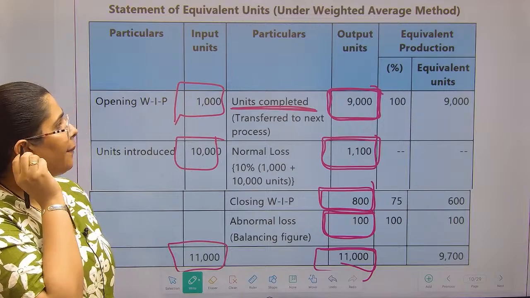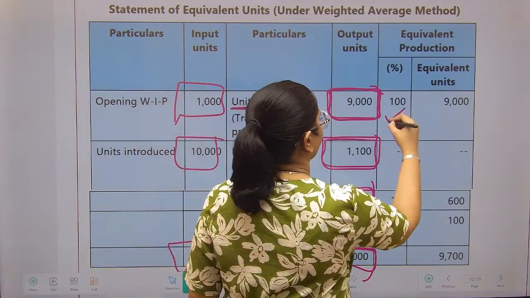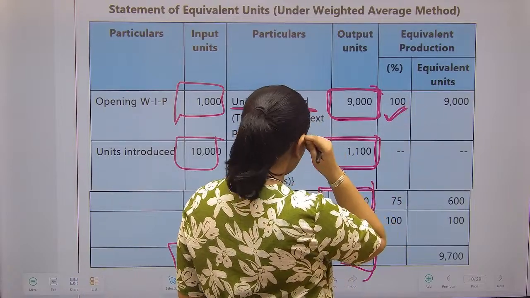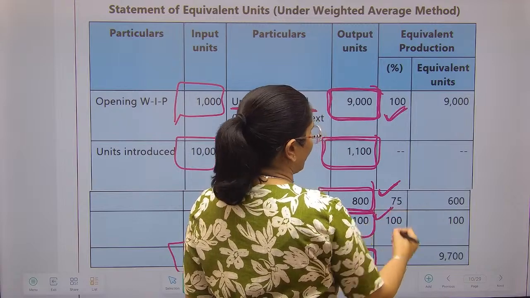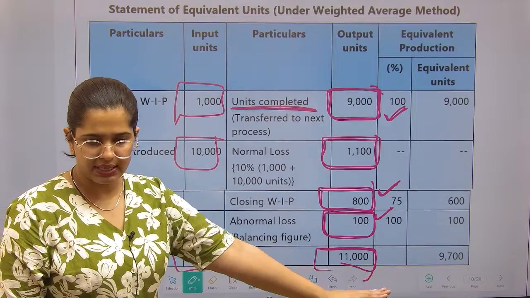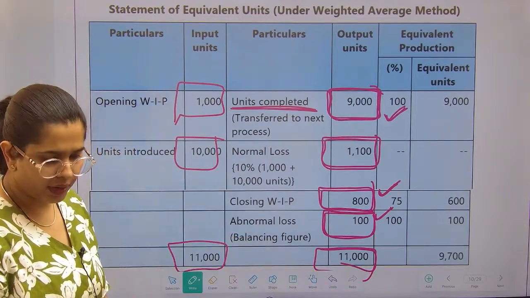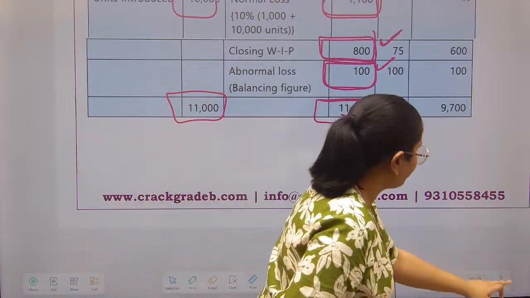Now यहाँ पे equivalent units क्या होंगी? Obviously units completed पे आपने 100% काम किया. Great. Closing WIP पे आपने 75% काम किया. Abnormal loss पे आपने 100% काम किया and this gives you your equivalent production of 9,700. ठीक है, आपका equivalent production क्या आ गया? 9,700. Great. Now let's move forward.